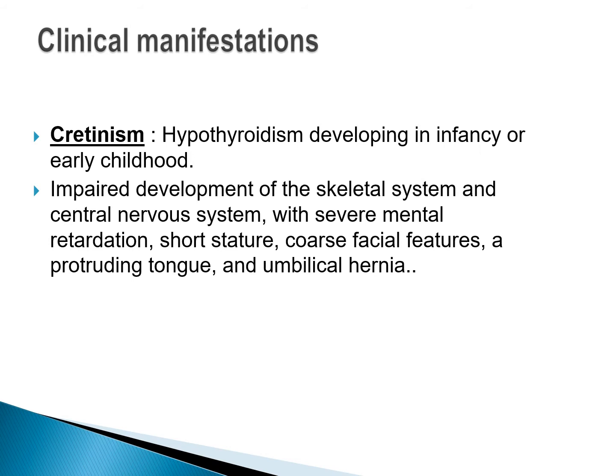For those patients, there will be severe mental retardation. They are short statured and they have coarse facial features. The tongue is protruded outside of the mouth, with umbilical hernia. Those manifestations can develop rapidly if the hypothyroidism is not treated.